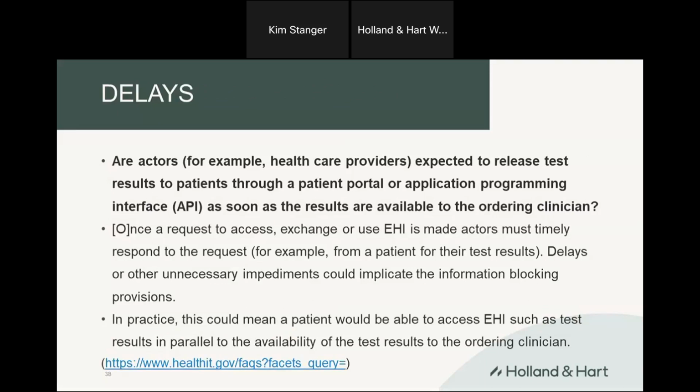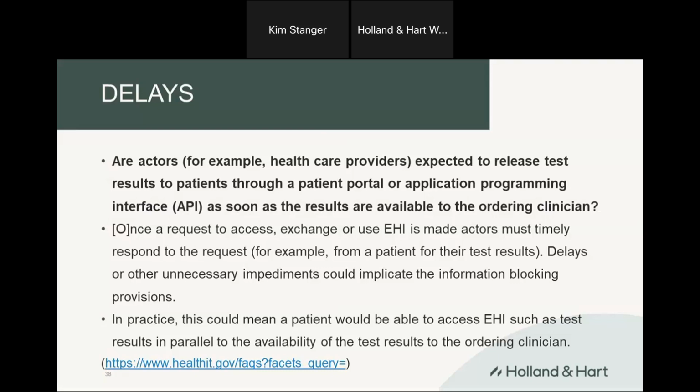The answer, once a request to access, exchange, or use EHI is made, the actors must timely respond to the request. Delays or other unnecessary impediments could implicate the information blocking rule, including requests for test results. So it doesn't affirmatively require you to send out that test result to the patient, but if the patient comes in there and says, hey, I want my test results, you cannot delay and refuse to provide that just because the physician has not taken a look at it yet, unless you can fit within one of the exceptions.